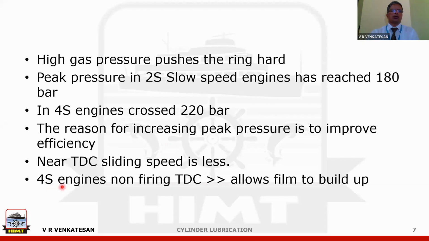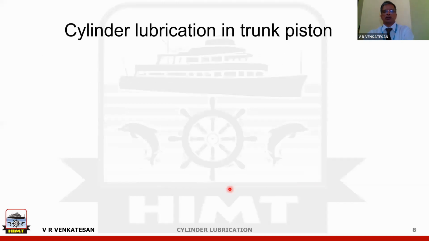The advantage that a 4-stroke engine has is that it has one TDC where the combustion takes place, and it also has another TDC where there is no combustion. It is called the non-firing TDC. So in this non-firing TDC, even though sliding speed is less, the force is also less, and it is possible to build up the oil. So compared to a 2-stroke engine, a 4-stroke engine is easier to lubricate. Any questions so far on this principle?